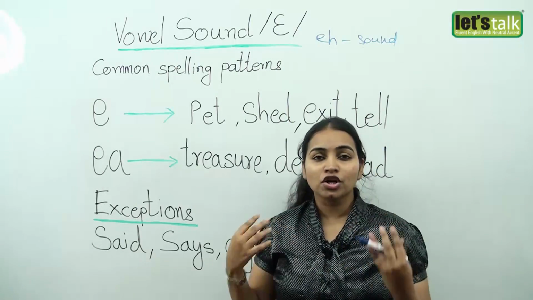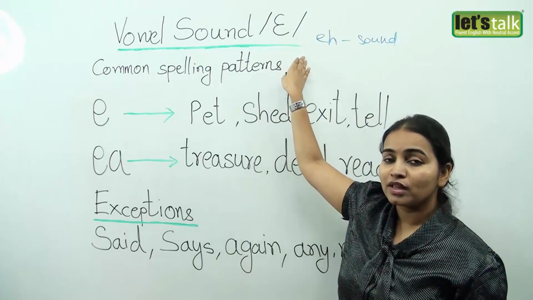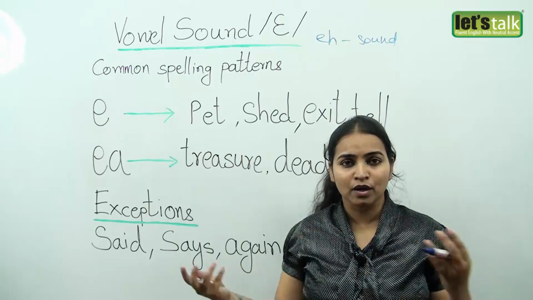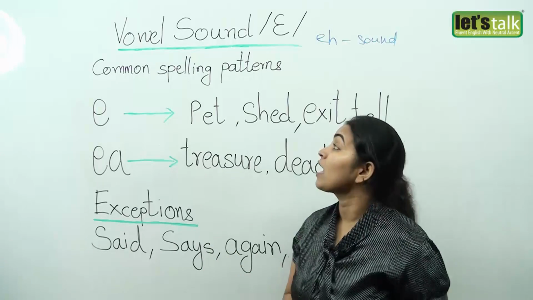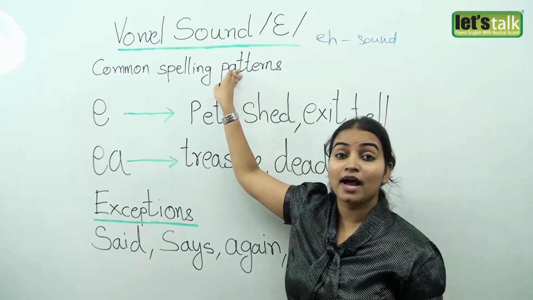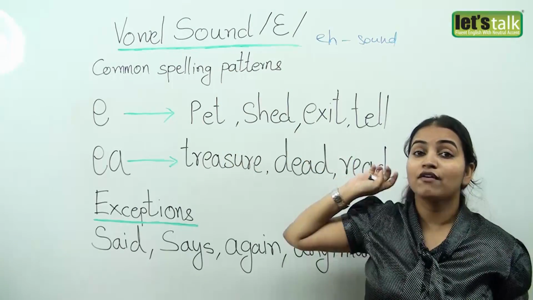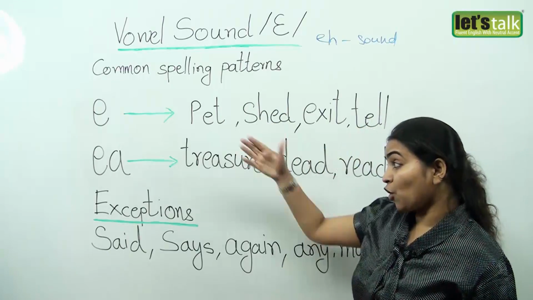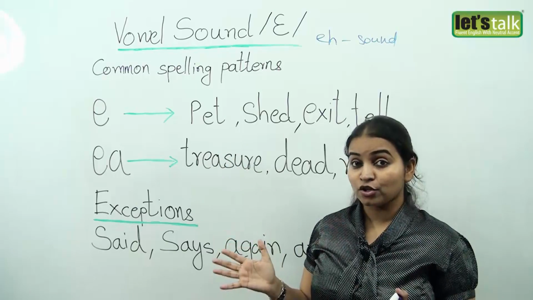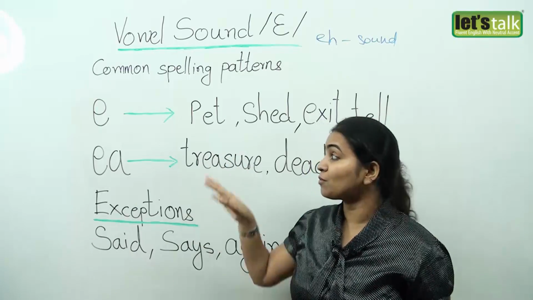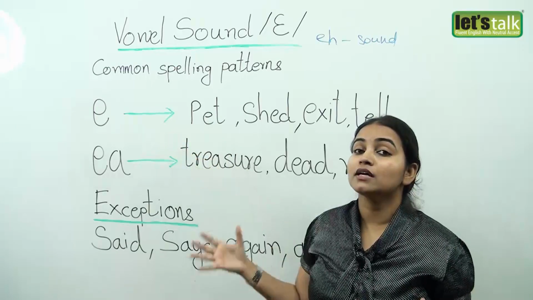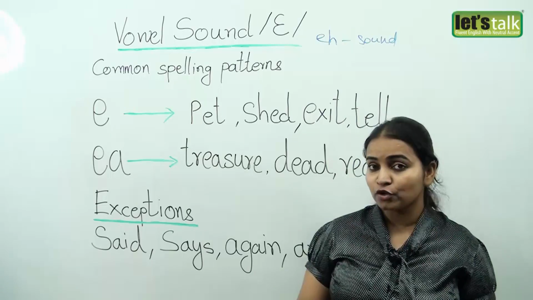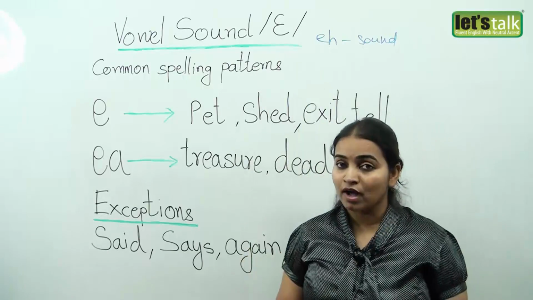So any word with this vowel sound will have this symbol in your dictionary, in case you are trying to pronounce words using your dictionary. Now the common spelling patterns for the vowel sound, we will deal with that right now. Of course, these are the common spelling patterns. There are exceptional words which may not follow the same pattern, but most words do. So let's look at the most common spelling patterns for this vowel sound.